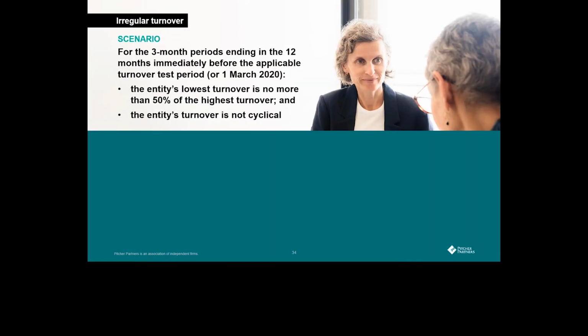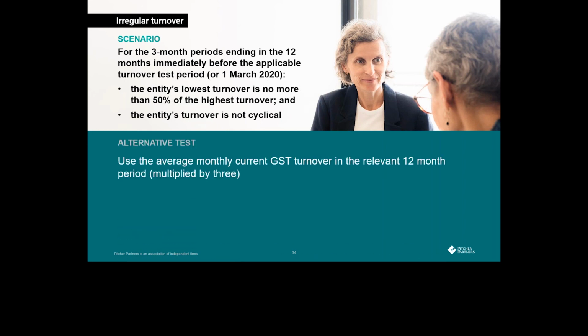So here we set up the test. We'll look at the 12 months immediately before either the test period or the 1 March pre-COVID period, and we split those up into 4 equal 3-month periods. We look at the lowest compared to the highest, and we're seen to have irregular turnover if the lowest is less than half of the highest, or alternatively, if the highest is more than double the lowest. Noting again the caveat about turnover not being cyclical.